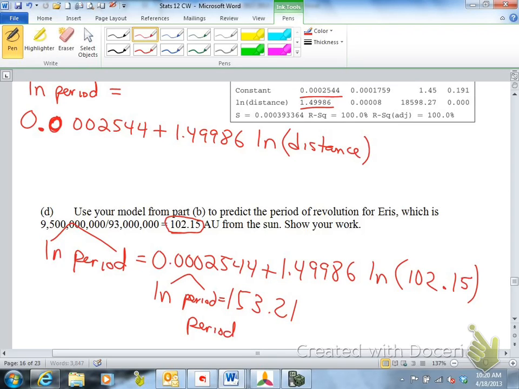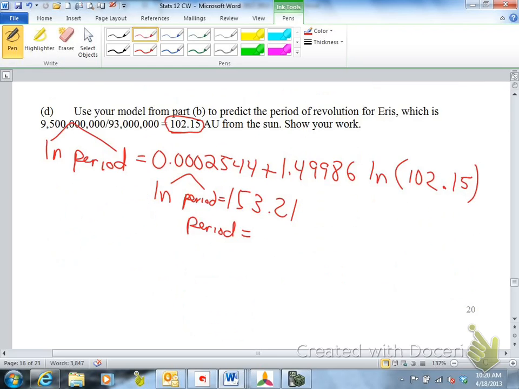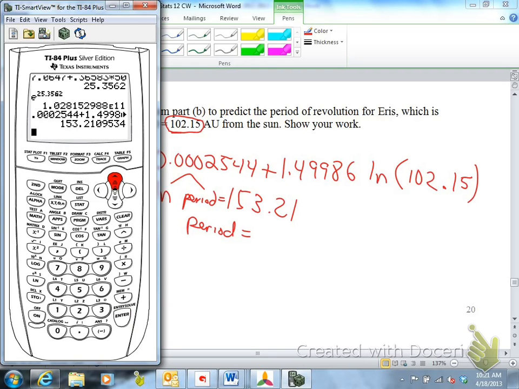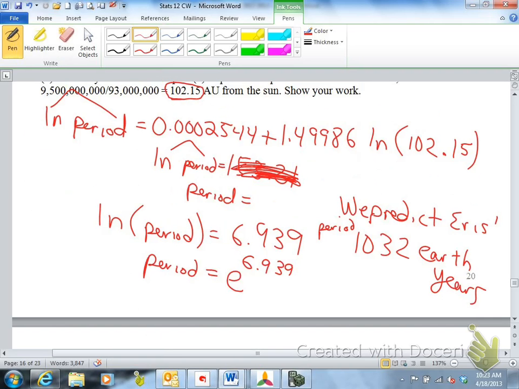So the predicted period would be, algebraically, how do you solve that? Wait, how do we get rid of the ln on the other side? Oh, did I not type it in the calculator? We'd have to raise that to the e to the whatever. Yeah, sorry, I have to go back. Fatal flaw. Right here, I forgot the ln. So thank you, Kelsey. And I didn't type it right. Oh. (1032 Earth years).